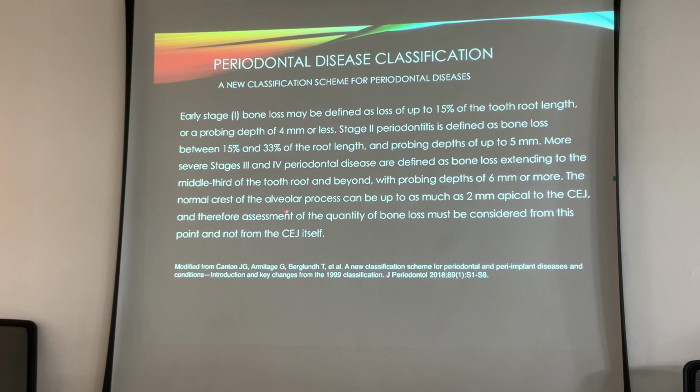The normal crest of the alveolar process can be up to as much as 2 millimeters apical to the cemento-enamel junction. As I told you before, the normal crest of the alveolar process can be up to as much as 2 millimeters apical to the cemento-enamel junction. That means assessment of the quantity of bone loss must be considered from this point and not from the cemento-enamel junction itself.